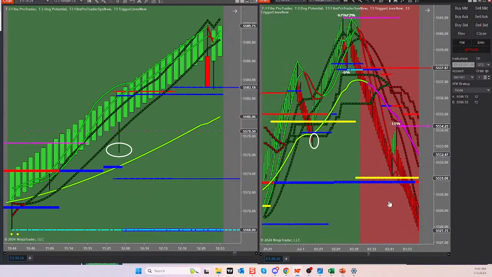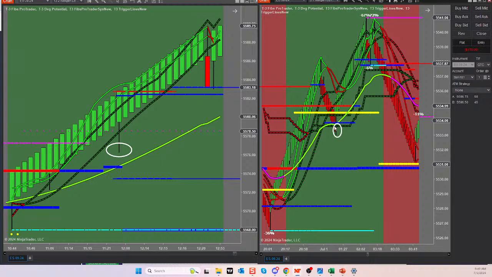There it was right there, guys. Pull back directly to support, right and south.